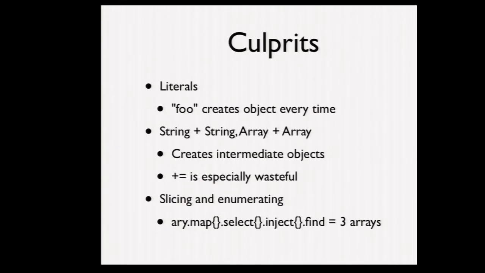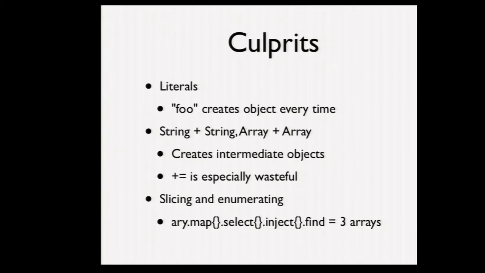So culprits here. Literals are obviously an issue. The literal string foo creates a new string object every time. A literal array creates a new array object every time, regardless of what's in it. Doing addition rather than concatenation of these different types. Most folks don't do this with arrays, but it's surprising how many people do string plus equals all the time and don't realize you're creating throwaway objects that are never going to be used.